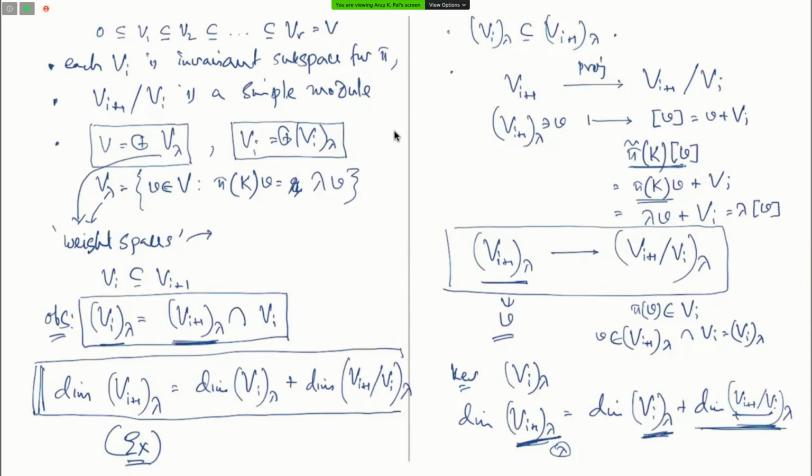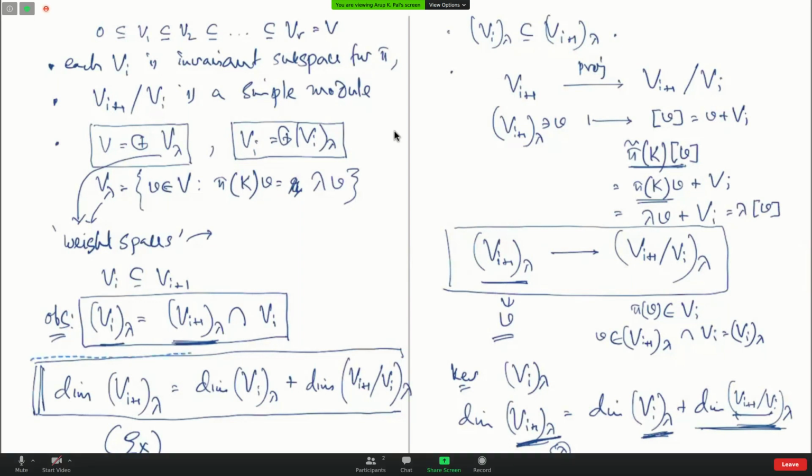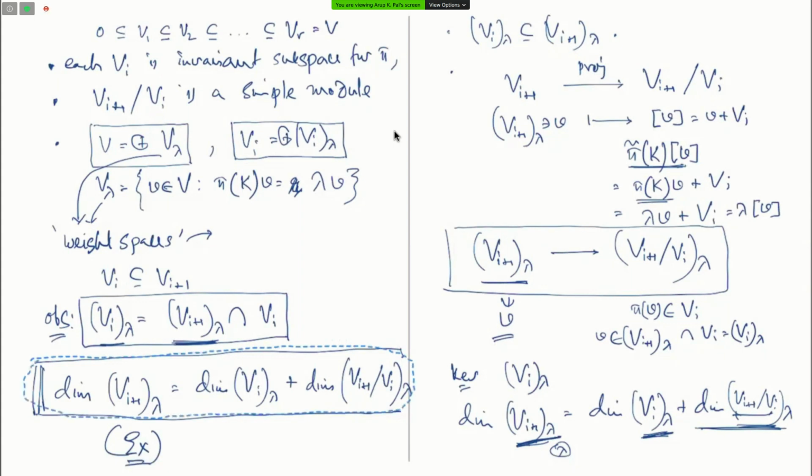So I'll carry this equality to the next page.